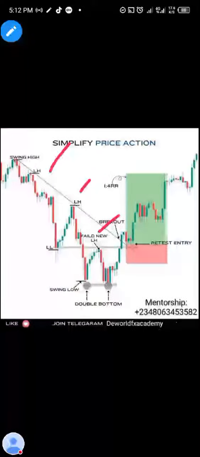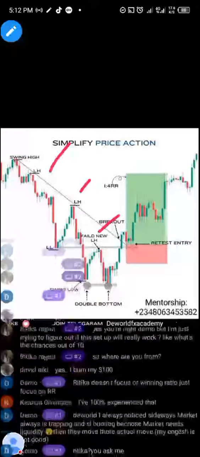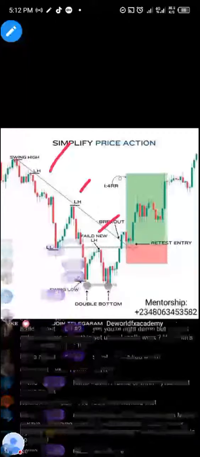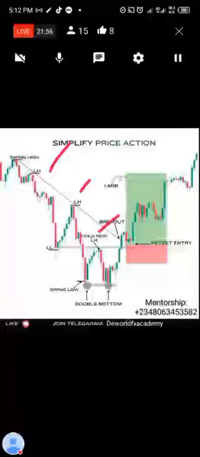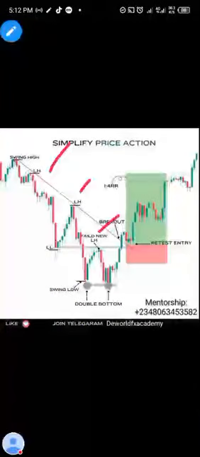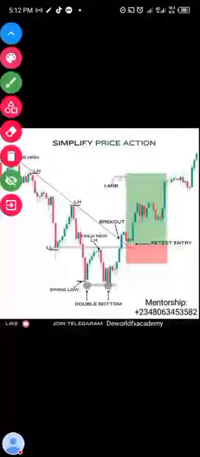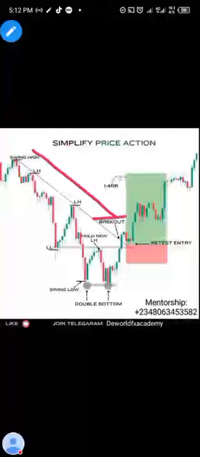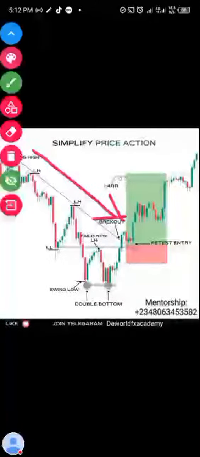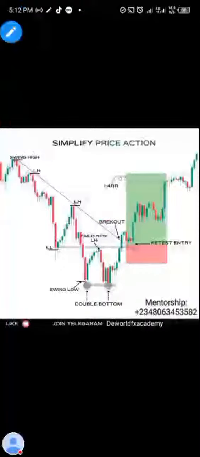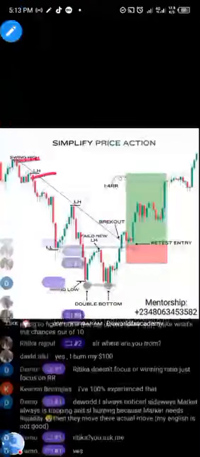Okay, so now the three major things are, what is the trend of the market? That is the first thing you want to look at. In this scenario, this is a downtrend. This is a downtrend because it's making lower highs and lower lows, which I've mentioned earlier. Lower highs, this is high, this is lower high, this is lower high, lower high.